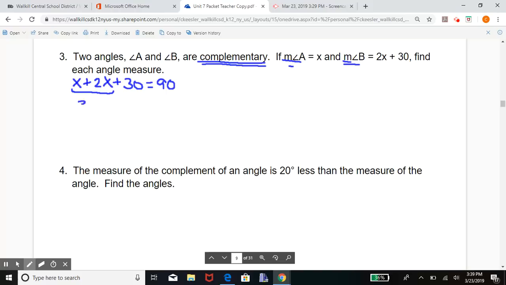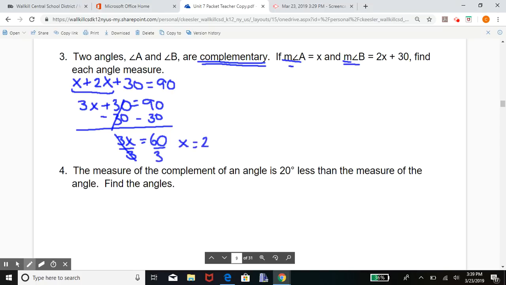Adding the x's, we get 3x plus 30 equals 90. Subtracting 30, 3x equals 60. Dividing by 3, x equals 20. Now remember, that's just x. It's not the measure of the angles. We have to plug it in. So x actually is the measure of angle A, since x is just x for the measure of angle A. So angle A equals 20 degrees.